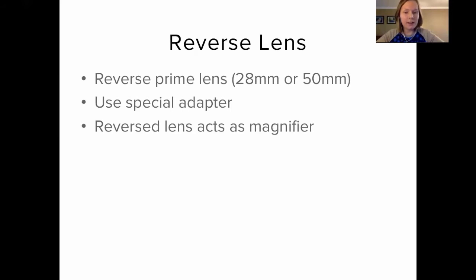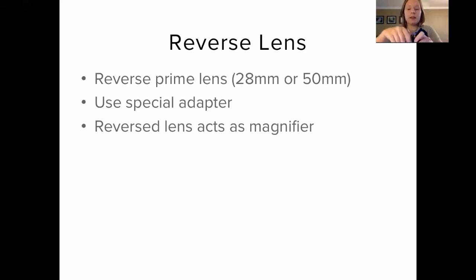So you want a prime lens, preferably something that's a wider angle, like 28 millimeter or 50 millimeter. You do need that special adapter, and the adapter that you choose is going to be dependent on the lens that you're using, the filter thread size of the lens that you're using specifically.